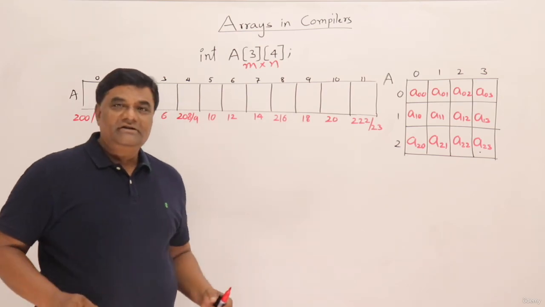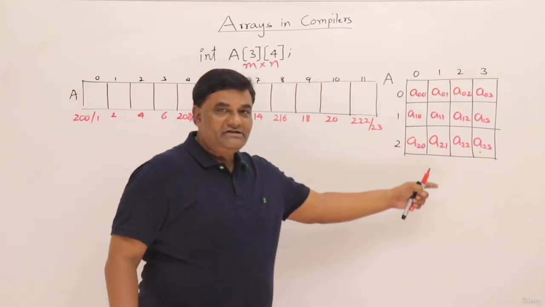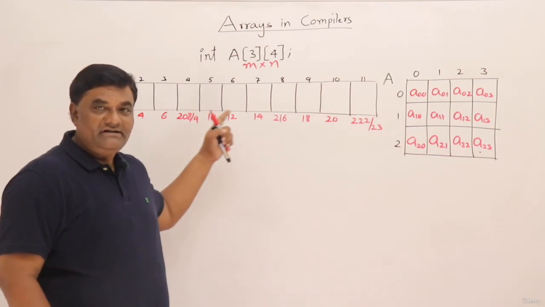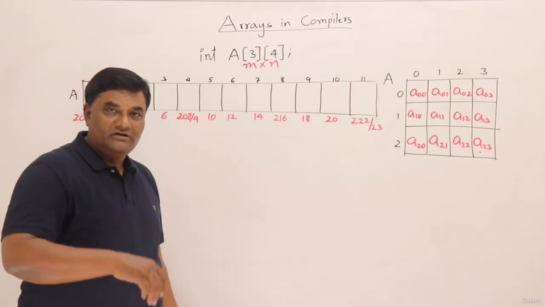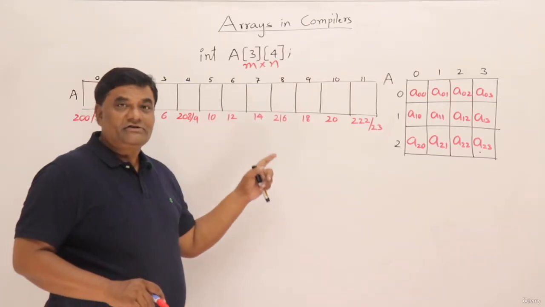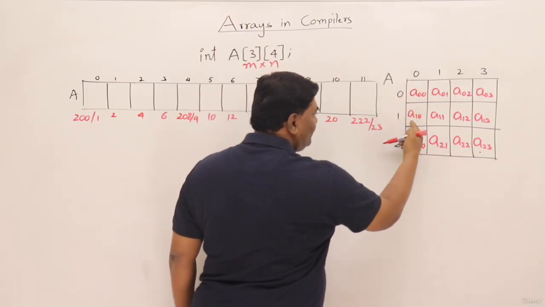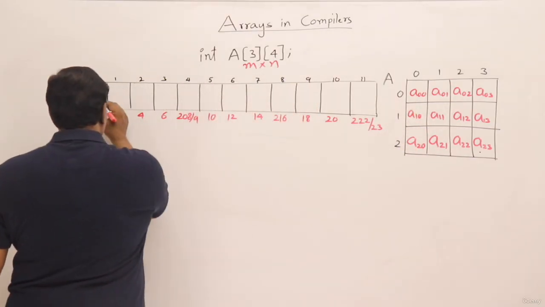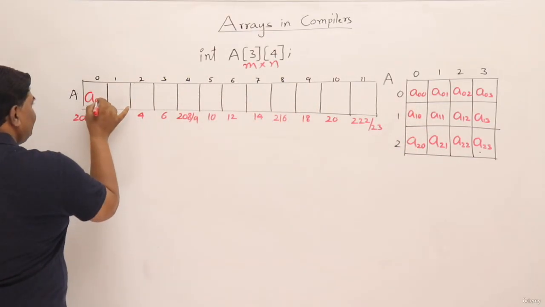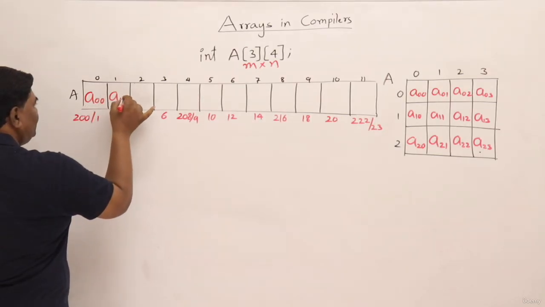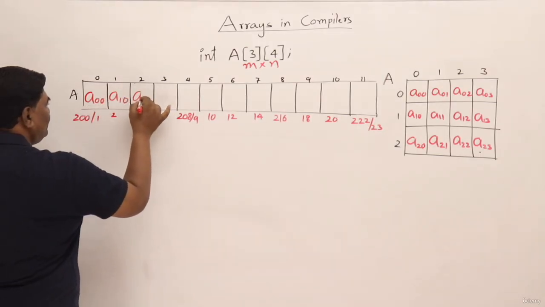For column measure mapping, the elements of this two-dimensional array are mapped on a single dimension array column by column. So I will fill these elements column by column. First column elements are A 0 0, 1 0 and 2 0.